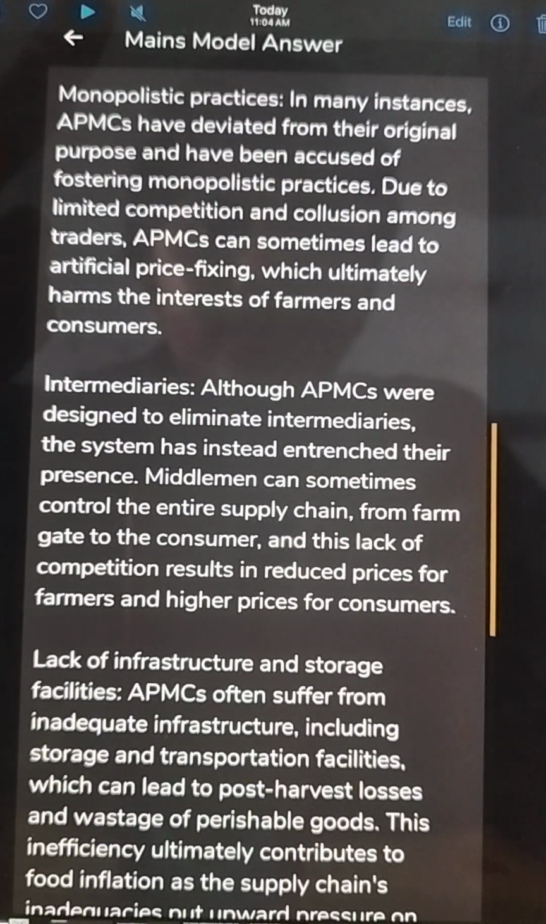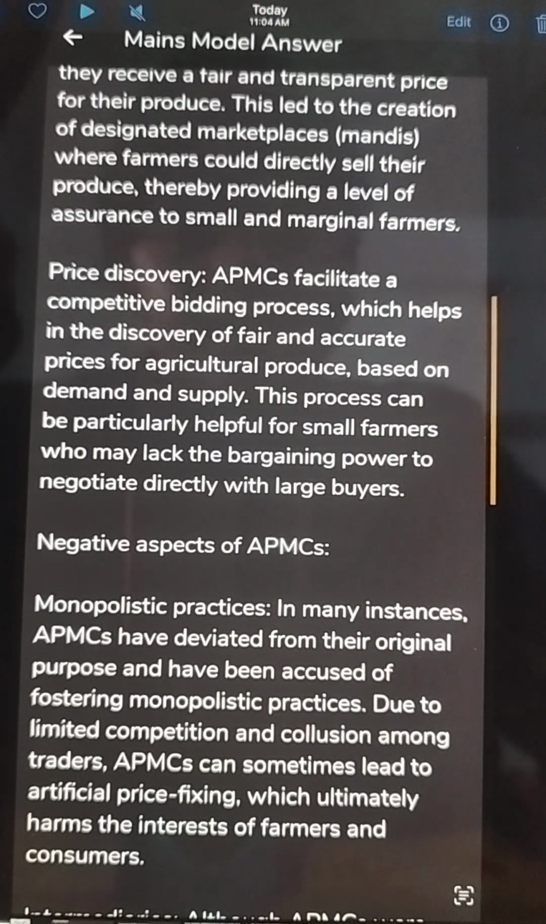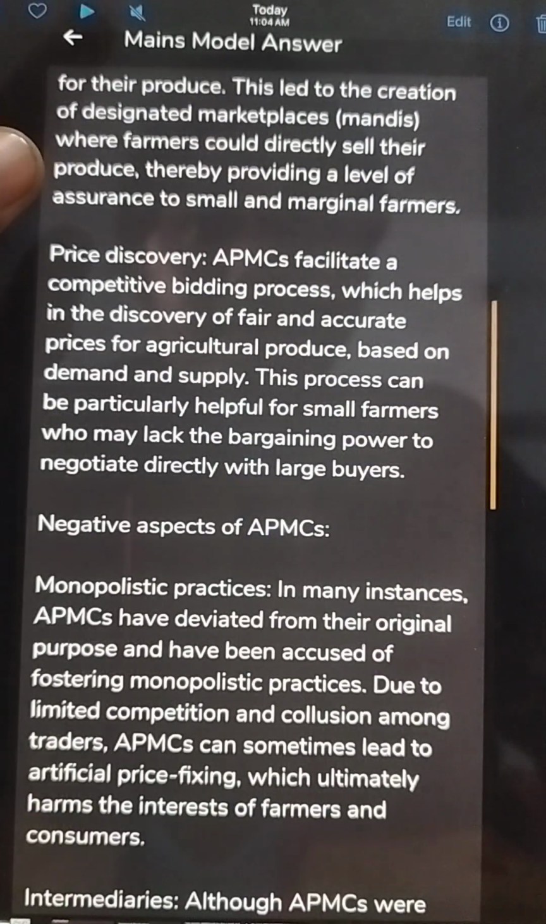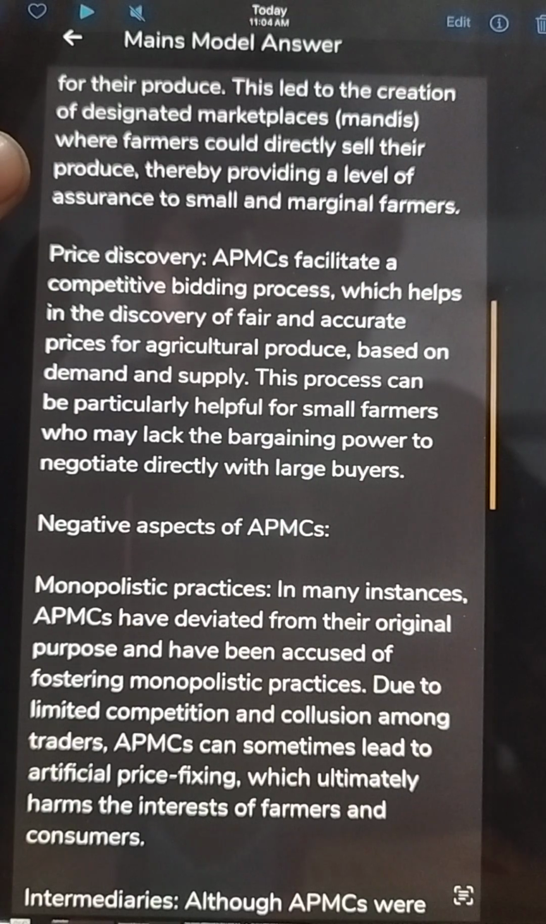Negative aspects of APMCs. Monopolistic practices. In many instances, APMC have deviated from their original purpose and have been accused of fostering monopolistic practices due to their limited competition and collusion among the traders. APMCs can sometimes lead to artificial price fixing, which ultimately harms the interest of farmers and consumers.